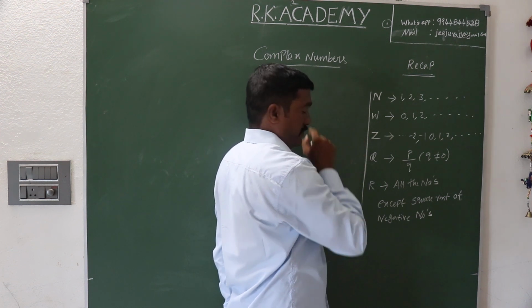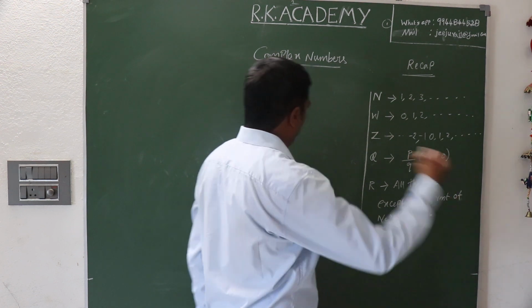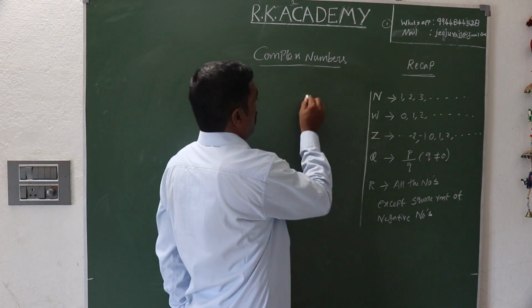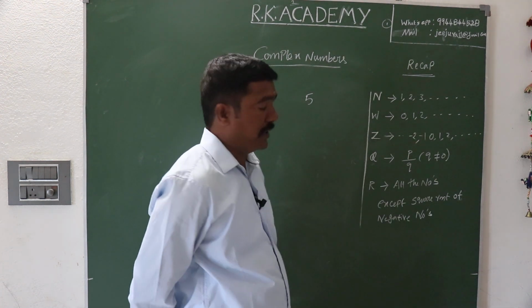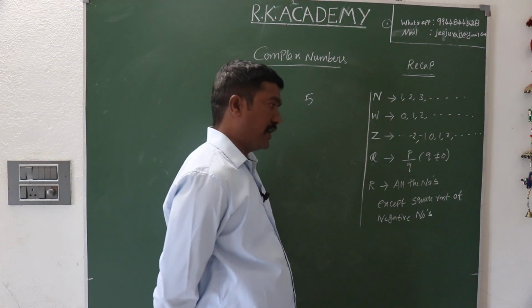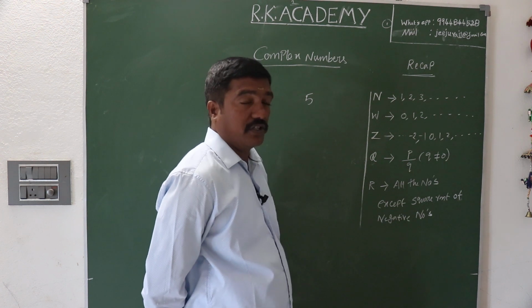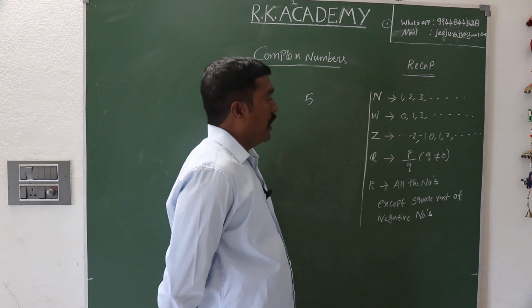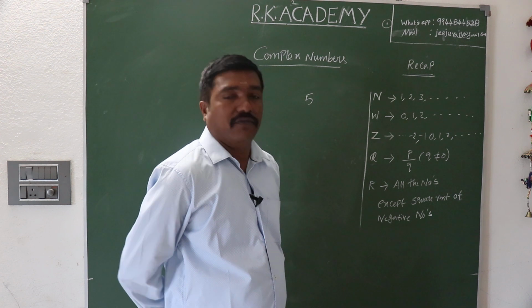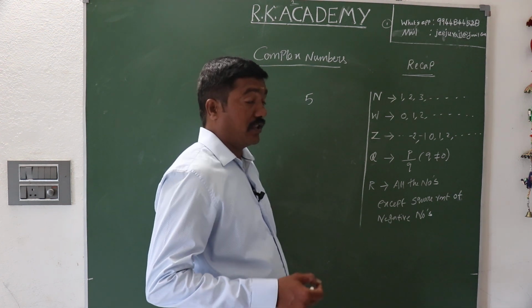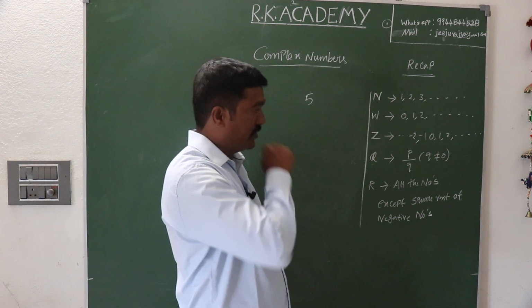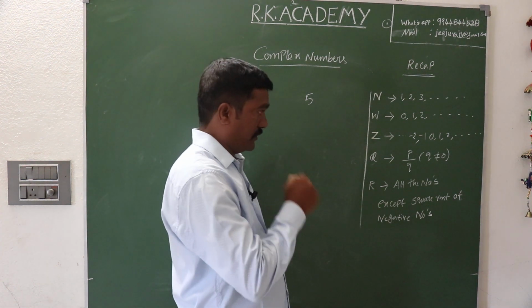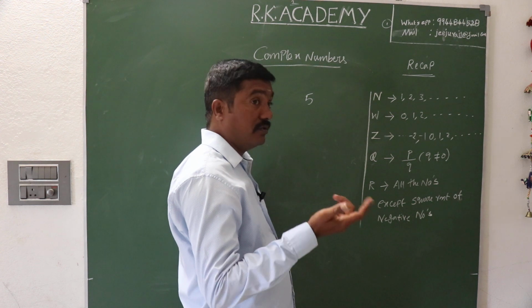So what about the rational number? Now say it's 5. Is it a natural number? Yes. Whole number? Yes. Is it an integer? Yes. What is meant by rational number? We can write a rational number in the form of p by q, where q is not equal to 0. It's very important that the denominator must not be equal to 0.